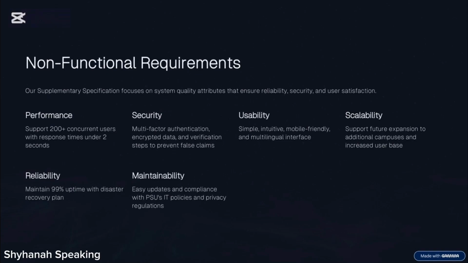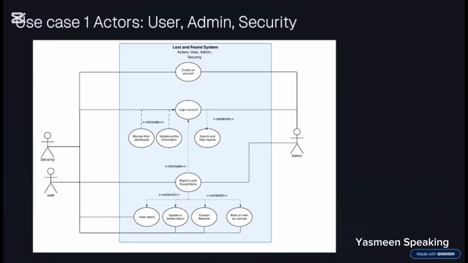For security, we included multi-factor authentication, encrypted data, and verification steps to prevent false claims. For usability, the interface must be simple, intuitive, mobile-friendly, and multilingual. Reliability includes maintaining 99% uptime and having a disaster recovery plan. Maintainability ensures that the system can be updated easily, and compliance ensures that the system follows Prince Sultan University IT policies and privacy regulations.